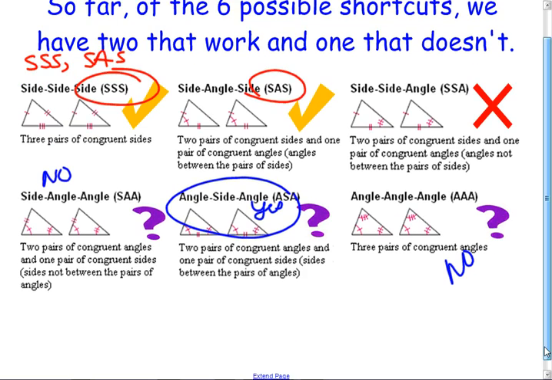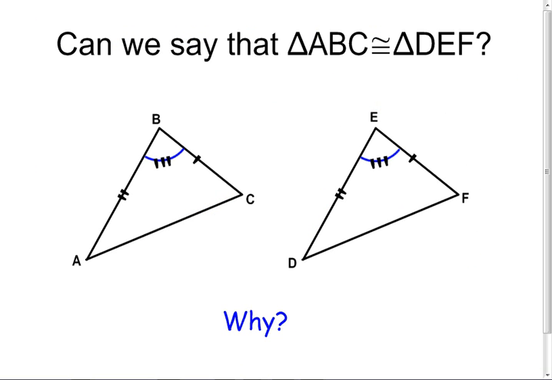So let's do some problems. Can I say the triangles are congruent? And if I can, give me the reason. Yes. This is side, angle, side. And that's all you have to do. I like this homework. There's going to be some problems, but we had problems with similarity.